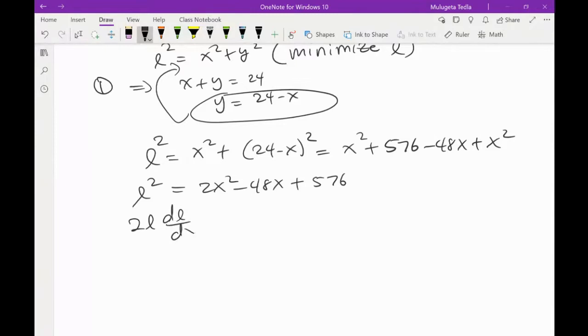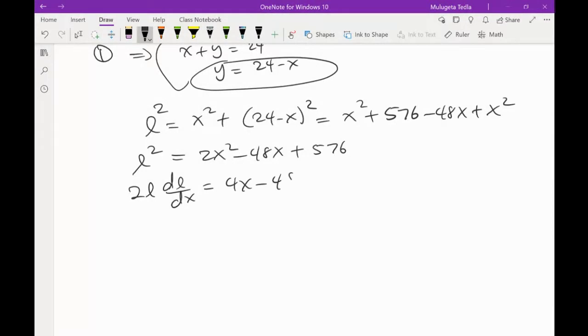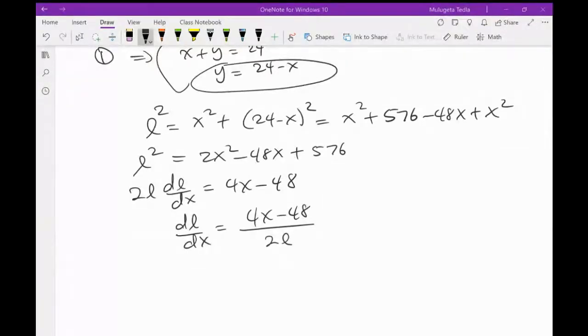dl by dx equal to what? 4x minus 48, isn't it? So dl by dx is equal to 4x minus 48 over 2l. Are you with me so far? Did you follow me, or is there any problem with this question so far?